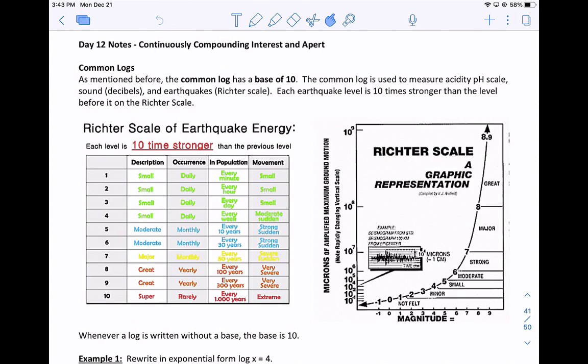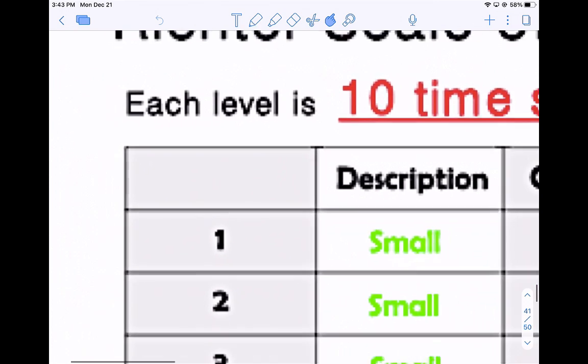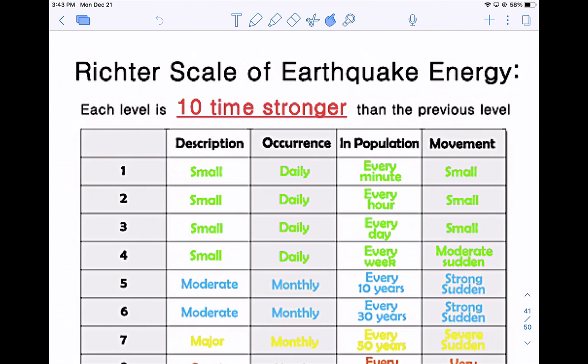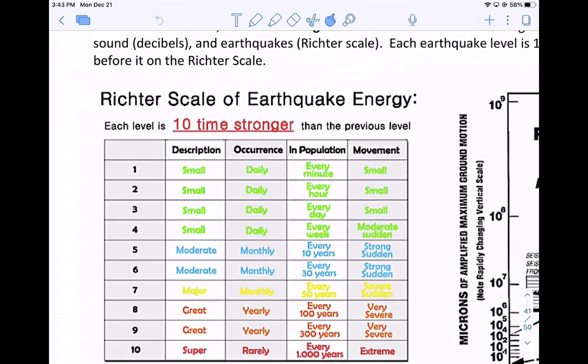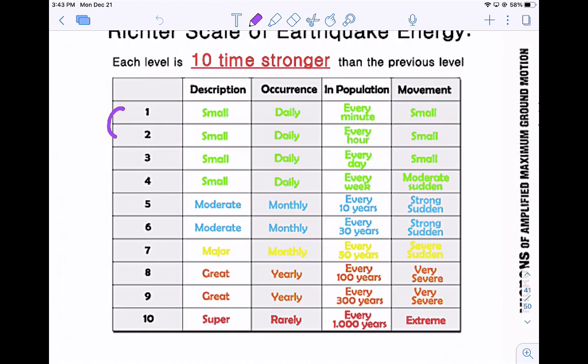So what that means is if there is an earthquake that is level 1 on the Richter scale versus level 2, a level 2 earthquake is 10 times stronger than a level 1. A level 3 is 10 times stronger than a level 2 and 100 times stronger than a level 1 because 10 times 10 is 100. So again, as we increase in level, each one is 10 times stronger.